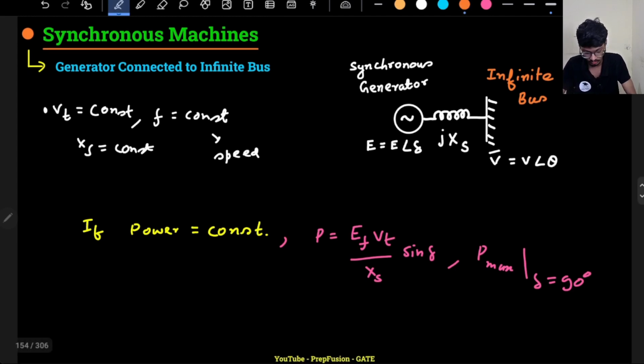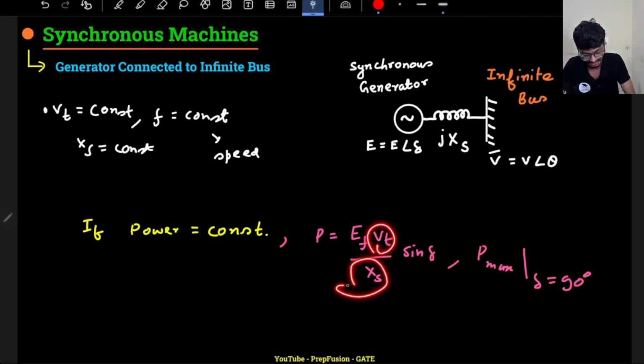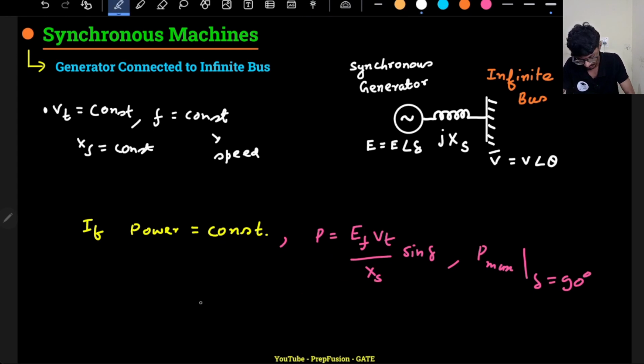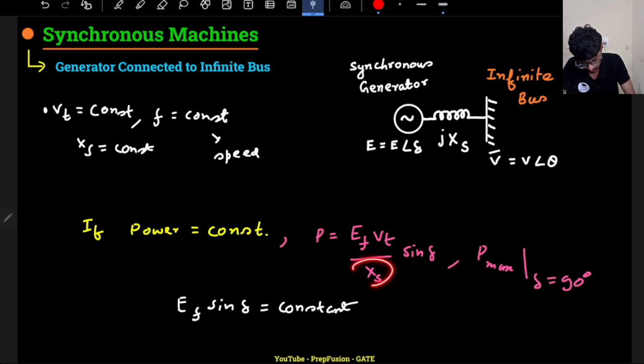Now if I say power is constant, Vt is constant, Xs is constant, what can vary? My EF sine delta has to be constant. Why? Because this is constant, this is constant, this is constant. So if I take all this on the left hand side, that is a constant. So EF into sine delta must be constant.